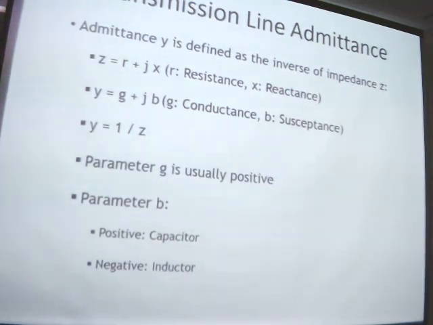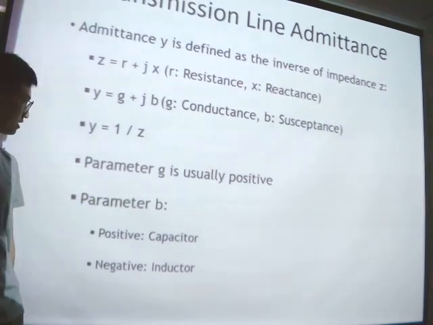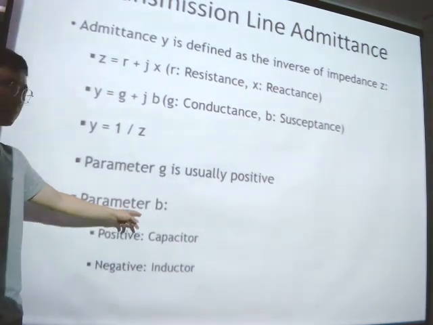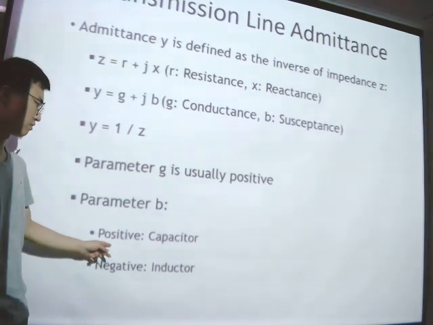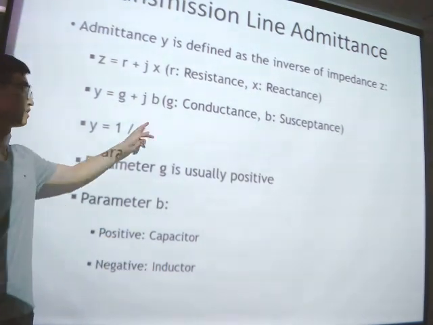In the real world, the conductance is generally positive. However, for the susceptance B, it is positive for a capacitor and negative for an inductor, okay?